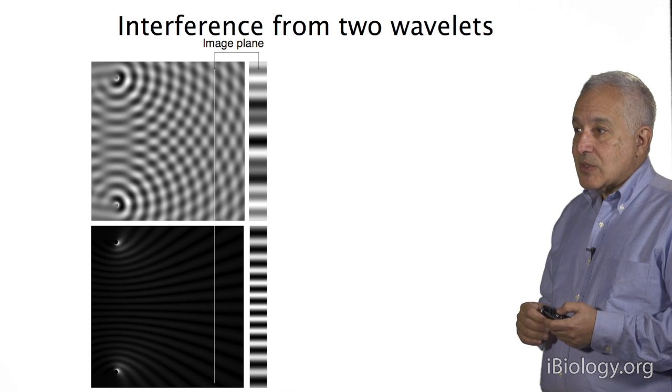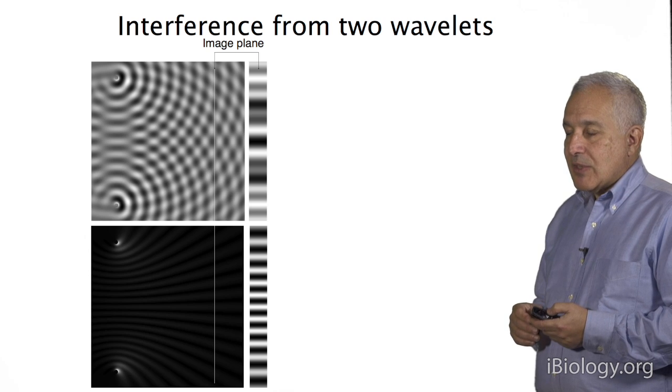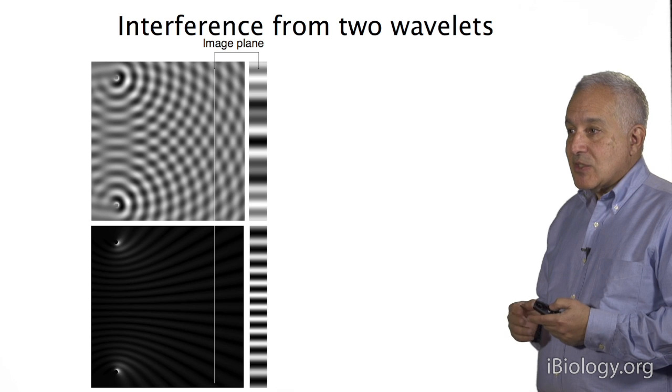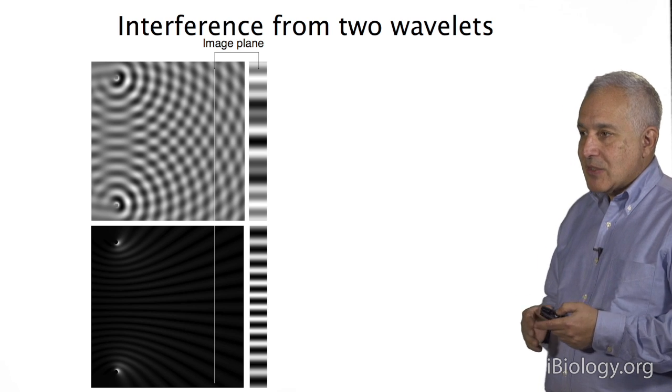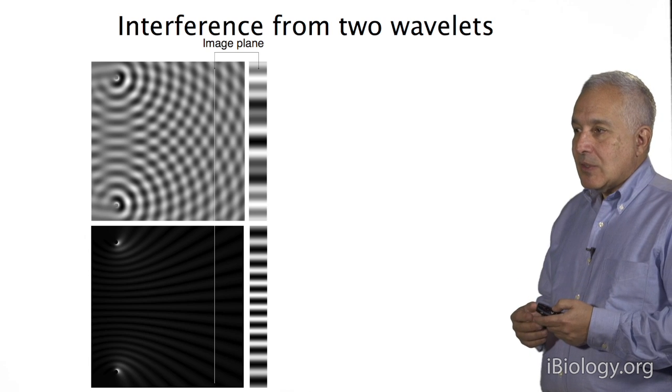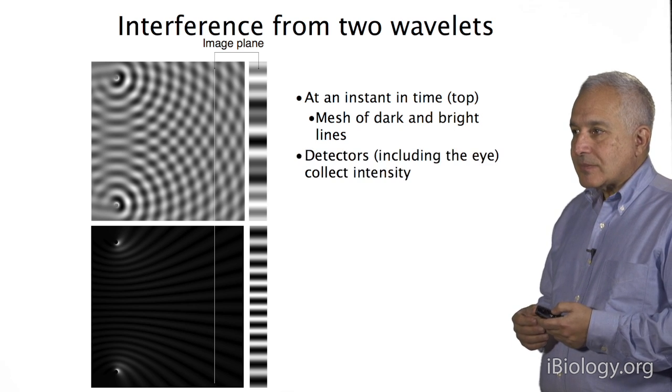And so here are the patterns one sees instantaneously on the top and integrated over time on the bottom. And you can see that the troughs and the peaks of interference on the top have all turned now into positives and zeros. There's no negative amplitude when you square the amplitudes. Now everything is positive amplitude or zero, and that interference pattern ends up with a series of bands. So at an instant in time on the top, there's a mesh of dark and bright lines.